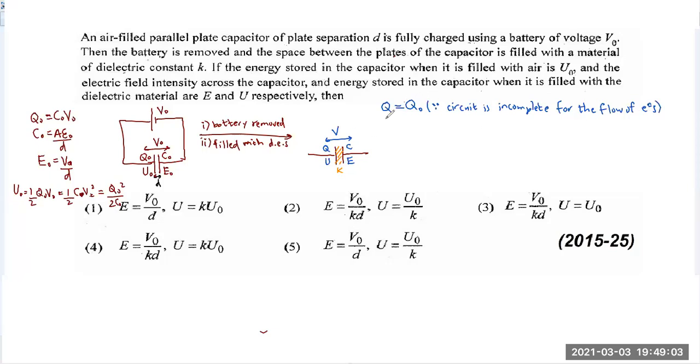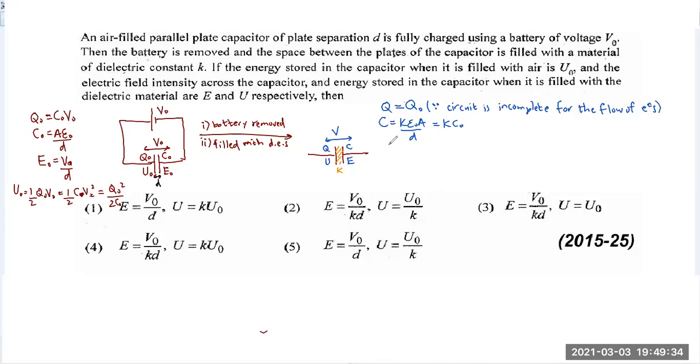Okay. How about C then? Now the new C will be K epsilon naught A over D. It's not epsilon naught A over D, because now we have filled it with a dielectric substance, so it's K epsilon naught A over D. Epsilon naught A over D, that is something you already know, that is C naught, isn't it? So C is equal to K C naught. Hope you can understand that, because epsilon naught A over D is C naught. Done.